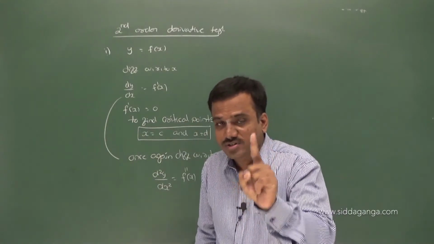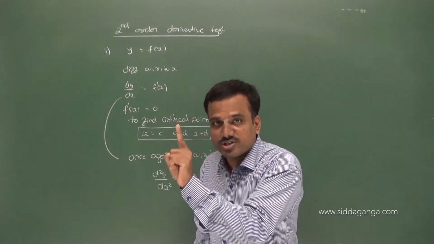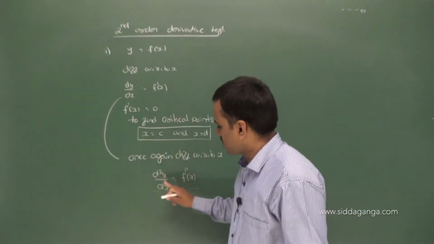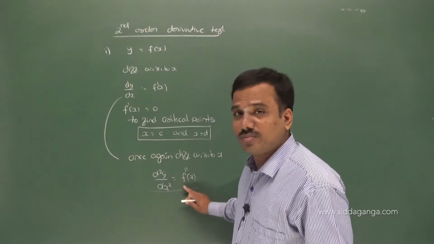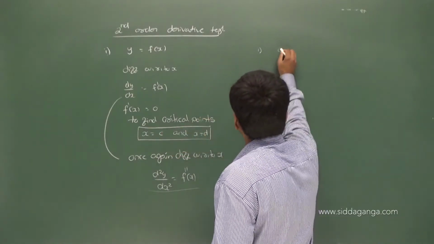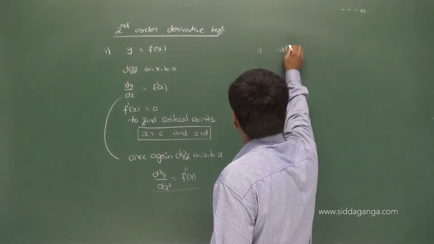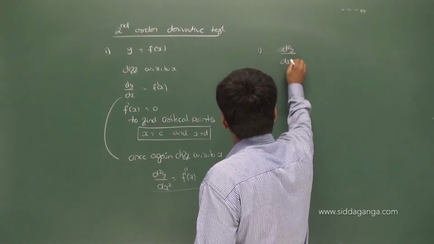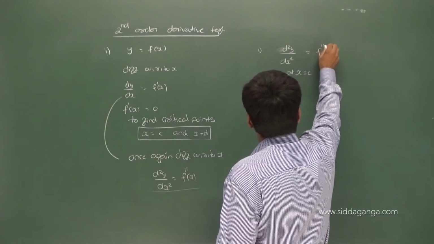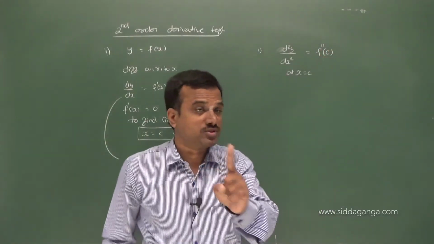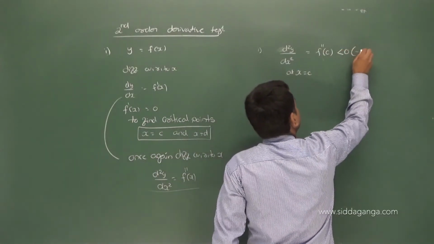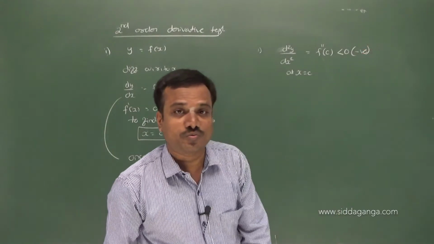So the second order derivative test: the function's second derivative exists. Once again, what we do, we differentiate the function, d square y by dx square, f double dash of x, exists. First I take d square y by dx square at x is equal to c. That means f double dash of c, not f dash of c, f double dash of c less than 0. That means negative. Very important.